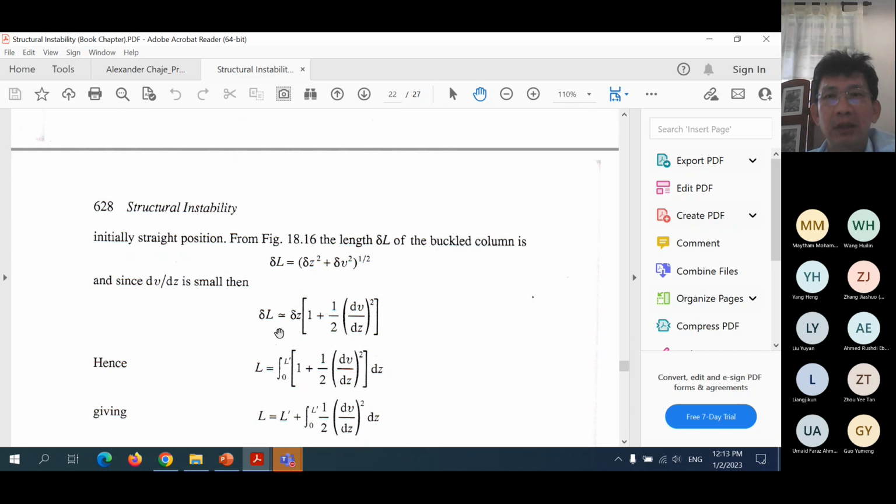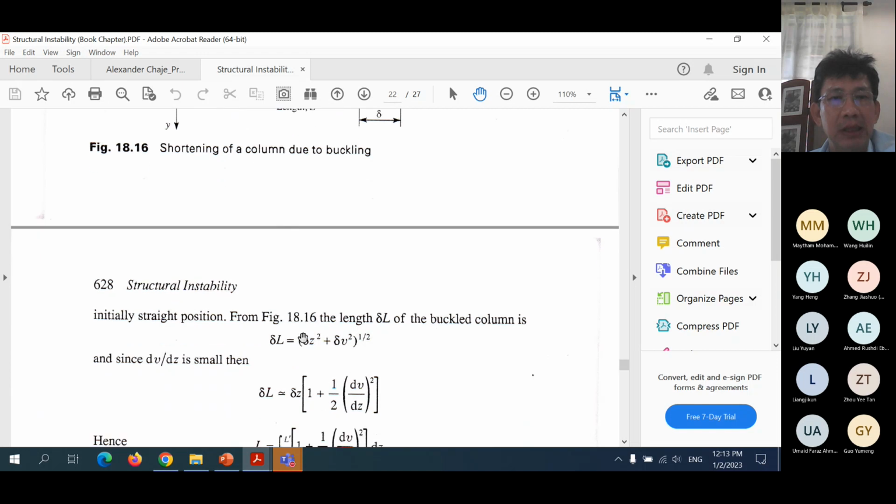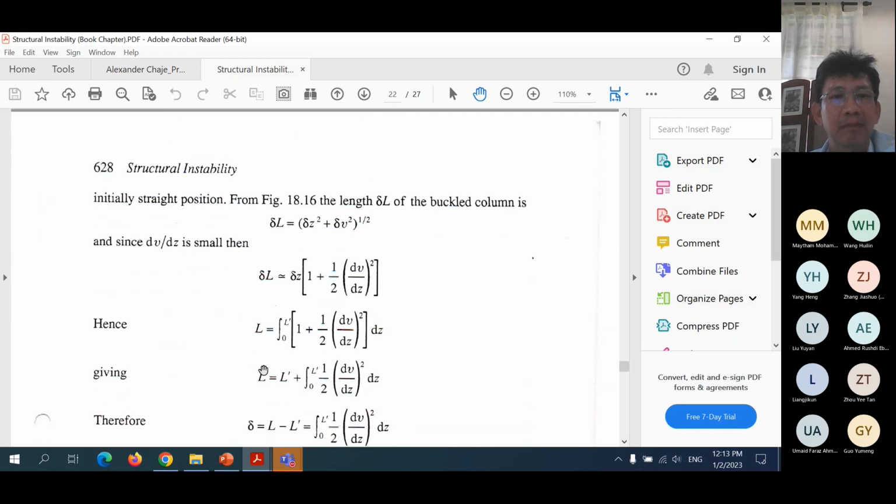Now remember, this delta L is a small length of this bent configuration. So if we integrate from 0 to here, then we will get the total length, which is equal to L. So this is the next step, which is being done here. Integrate all the small lengths from 0 to L prime first. We substitute here, then we get this.